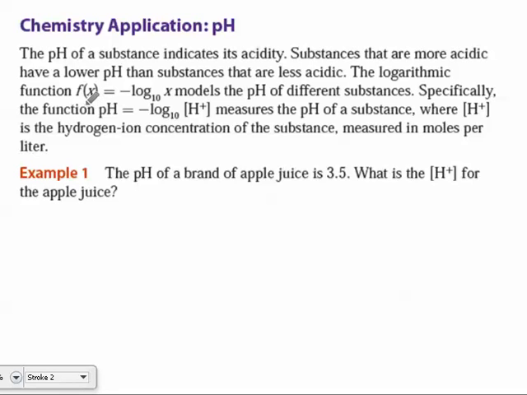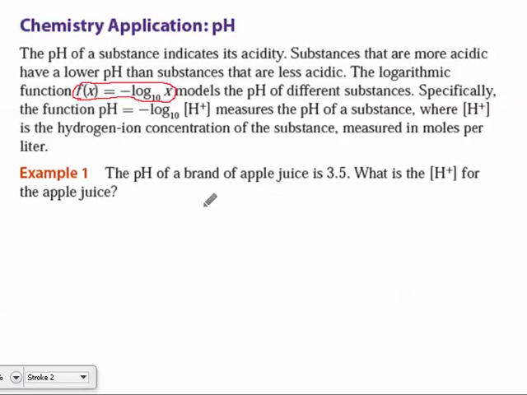In chemistry, if you're trying to find the pH of a substance, there is a function that actually models it right there. Okay? The pH of a function is found by taking the negative log base 10 of x. Okay? Where x is, let's see, what is x? X is the pH, okay? Where it says H plus, but I mean H plus is the hydrogen ion concentration of the substance measured in moles per liter, okay? And so we're wanting to find the pH of this particular apple juice.